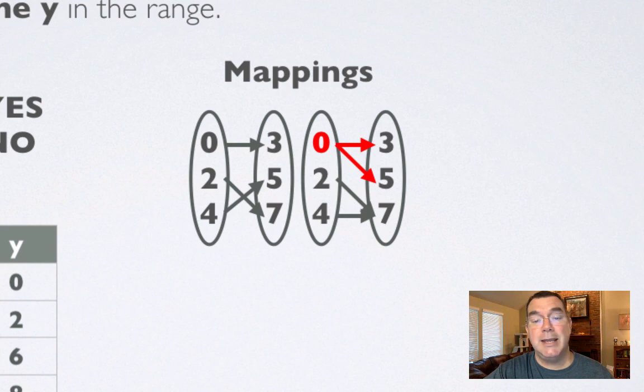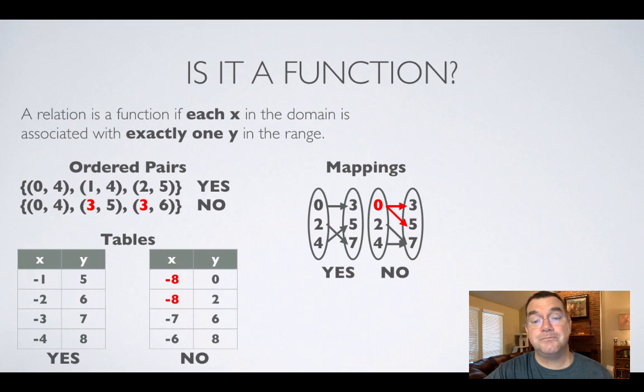Okay, for mappings, you'll see those two examples there. The first mapping has every x, there's an arrow going from each x to a different y, but in the second example, that number 0 in the first bubble is going to two different y's in the second bubble, so that is not a function.